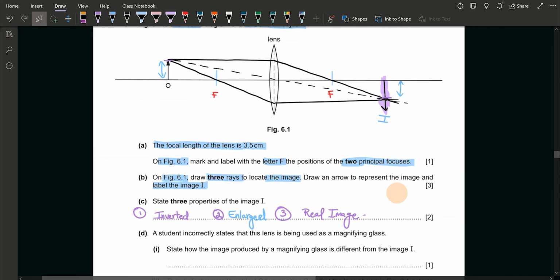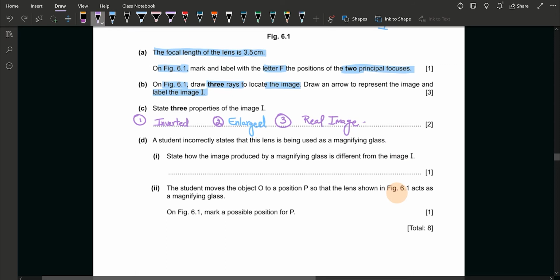Part D I says state how the image produced by a magnifying glass is different from image I. In a magnifying glass, the image will be produced upwards here, and it's going to be enlarged. This is for a magnifying glass, where the image is produced on the same side as the object. So we can write here: image produced by a magnifying glass is upright, and we get 1 mark for this.